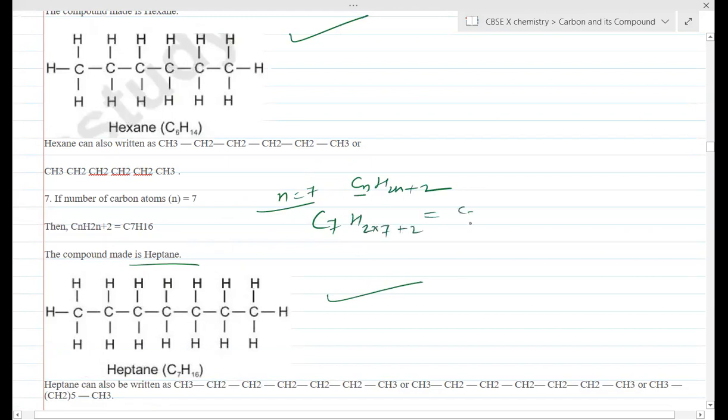So what can we write? C7, hydrogen is 2 more than twice the carbon. So 7 twos are 14, 14 plus 2 is 16. Okay, how to draw the structure?